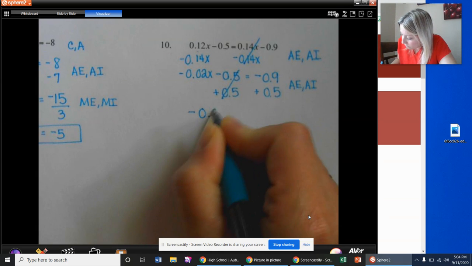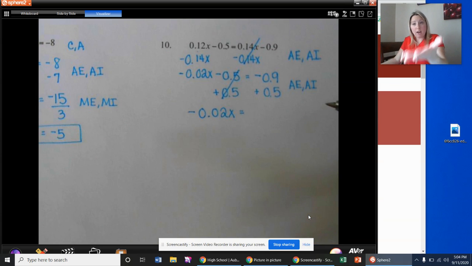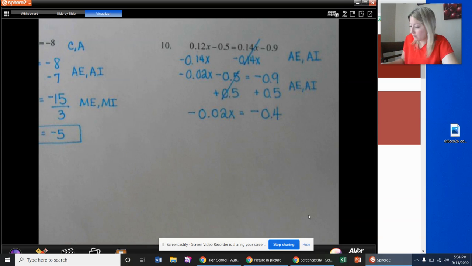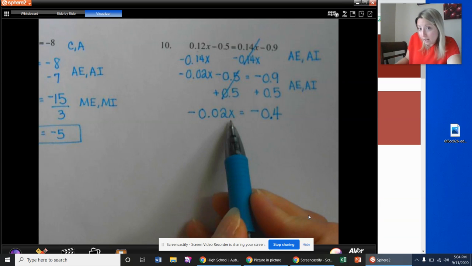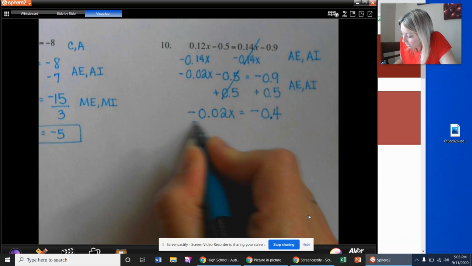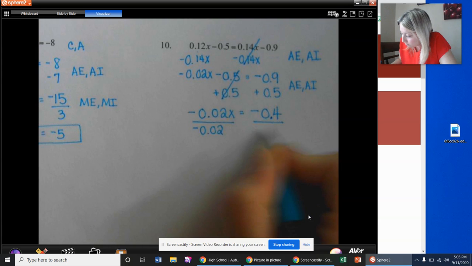negative 0.02x equals, well, you can think of this as negative 9 plus 5. You're going to get a negative 0.4. And now we need to get x alone, and x is currently multiplied by 0.02. So let's divide both sides by negative 0.02. I meant to say negative, I'm sorry.